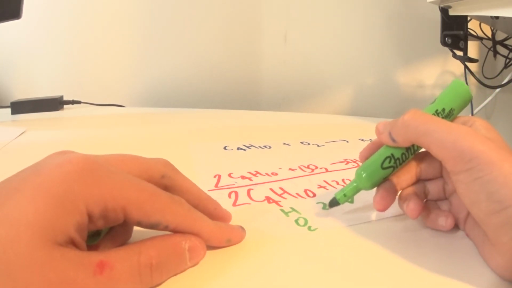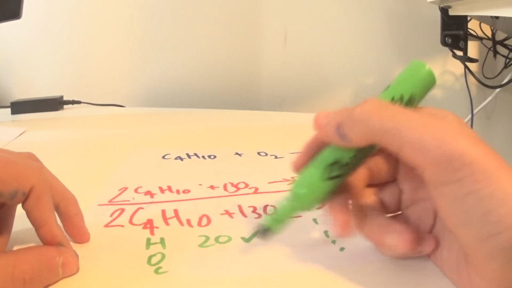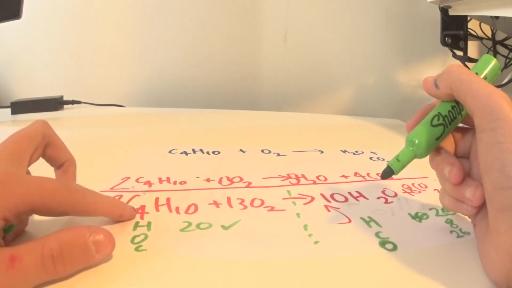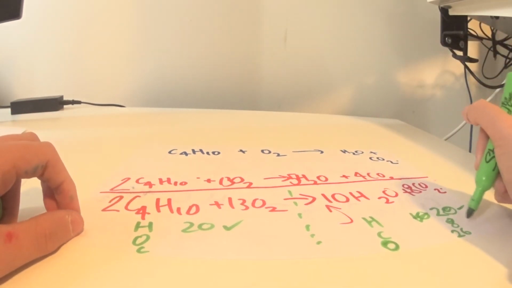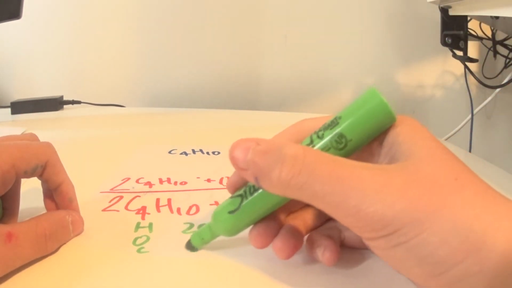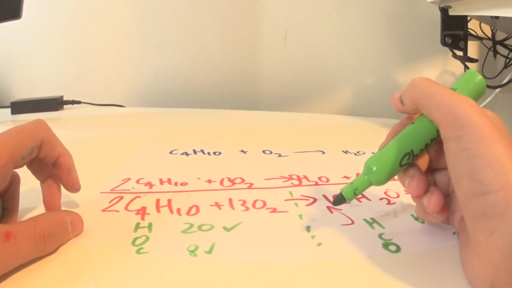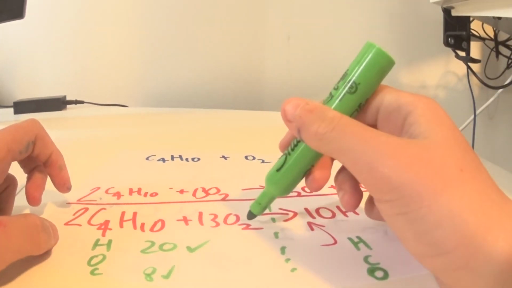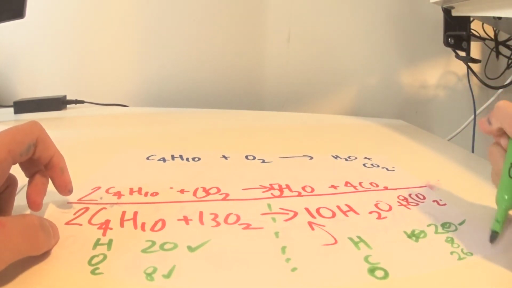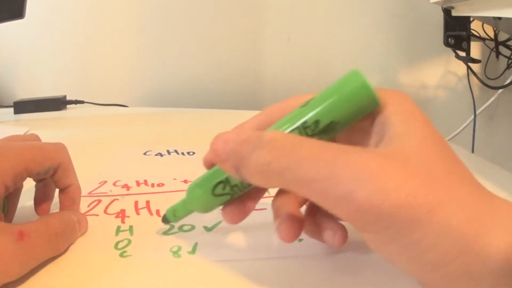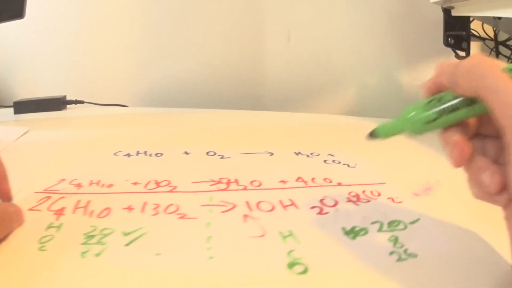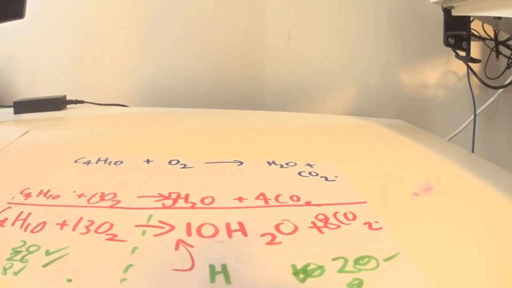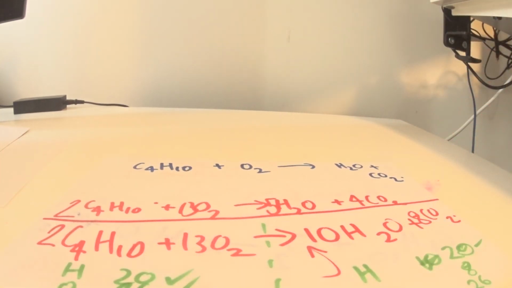How many carbons do we have on this side of the reaction? We've got 2 times 4 is 8. 8 on this side as well. So we're good. Now oxygens, let's calculate this. 13 times 2 is 26, and we have 26 on this side. So that is your balanced equation. The one at the bottom there, let me just get it in frame because this camera's very slow. Using a different camera today, and that is your balanced equation.